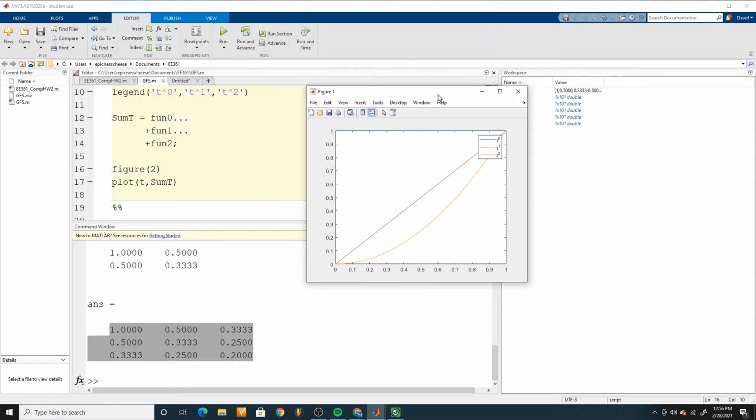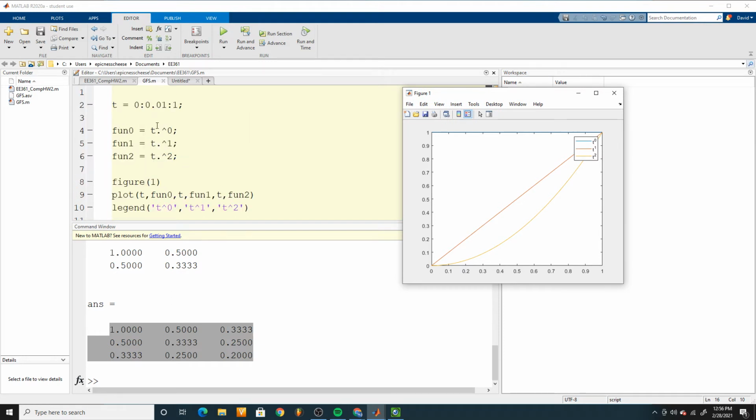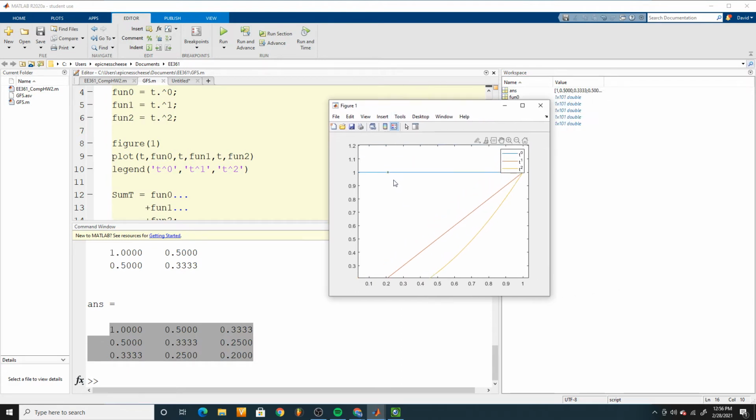There we go. So I plotted these 3 functions right here. Here's our function t0, t1, and t2. You're like, okay, so I plotted all 3 of them. You can see it there: here's t0, here's t1, and here's t2, right?